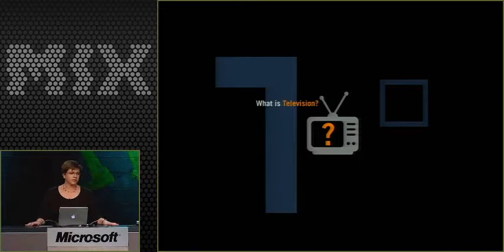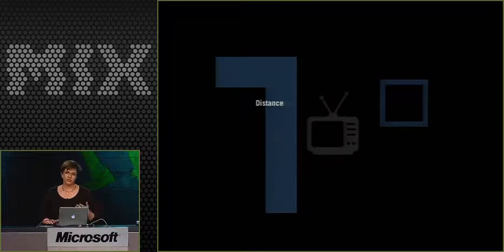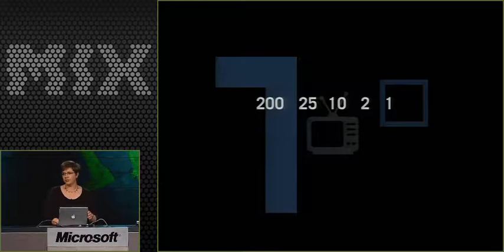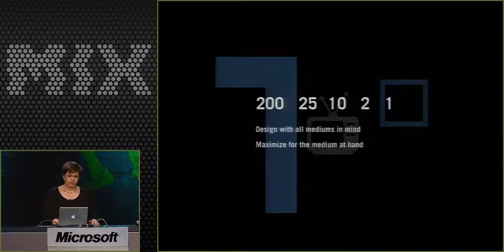People are used to obviously sitting back on their couch and digesting, but what do we need to consider when we're designing an interface for someone to use? Brian and Richard both talked a lot about distance, the 10-foot factor. I'd also like us to consider these other distances, 200, 25, 10, 2, and 1. Whenever you're designing an interface for a 10-foot experience, you don't want to have to start over when you move into a larger public space or a more personal one-on-one experience with your PC. So I always say to design with all mediums in mind, but obviously maximize for the medium at hand.